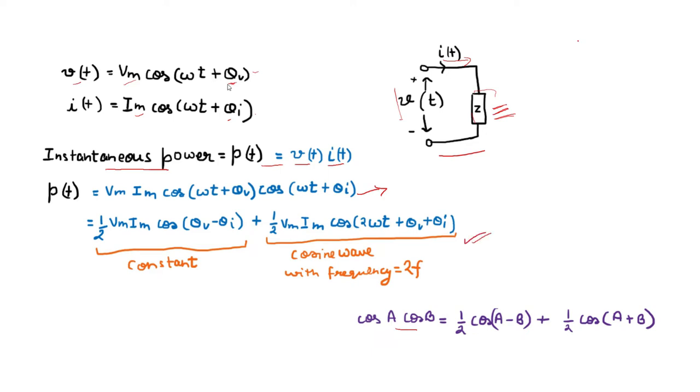So you can see that the instantaneous power is the sum of two things. One is constant because there is no t term, and another term is not constant. It is a cosine wave with frequency 2 omega. See, here it was omega, but here it is 2 omega. Therefore, frequency gets doubled here. So this is your instantaneous value of power.